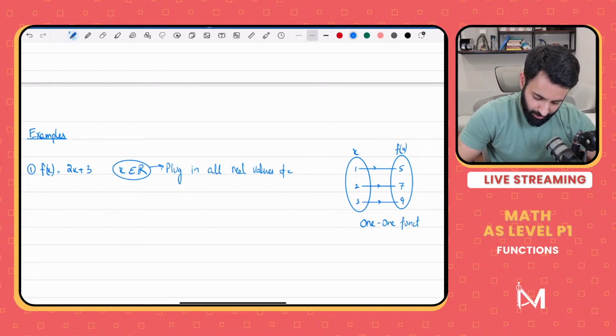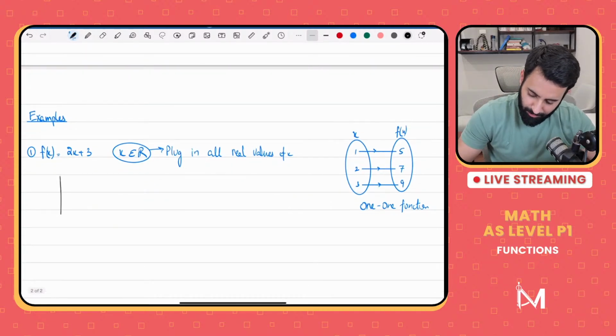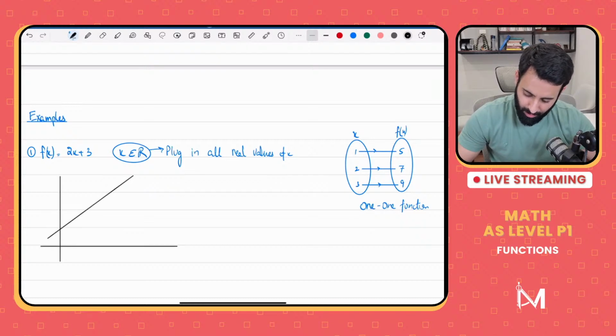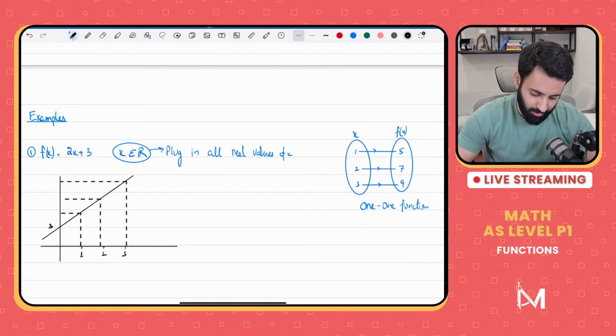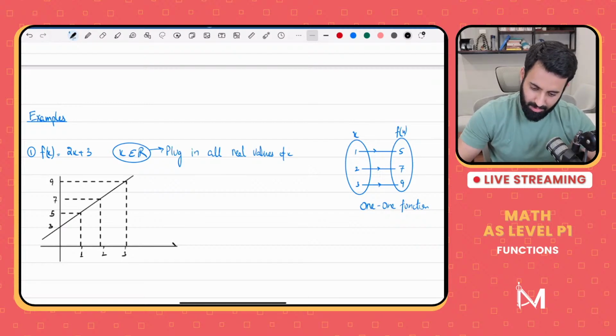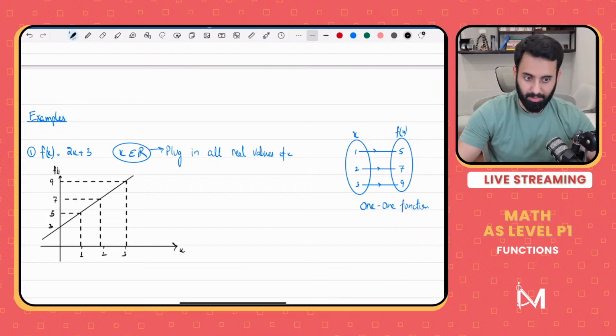Now let's see what it looks like when we make a rough sketch. This is a rough sketch only of 2x plus 3. Here, 3 is the y-intercept, and you can see that if you plug in 1, you get a different y value. If you plug in 2, you get a different y value. If you plug in 3, you get a different y value. That's how it works. So this is an example of a one-to-one function. When you plug in 1, 2, 3, you get 5, 7, and 9. Here's your x-axis, and this is your f of x-axis.